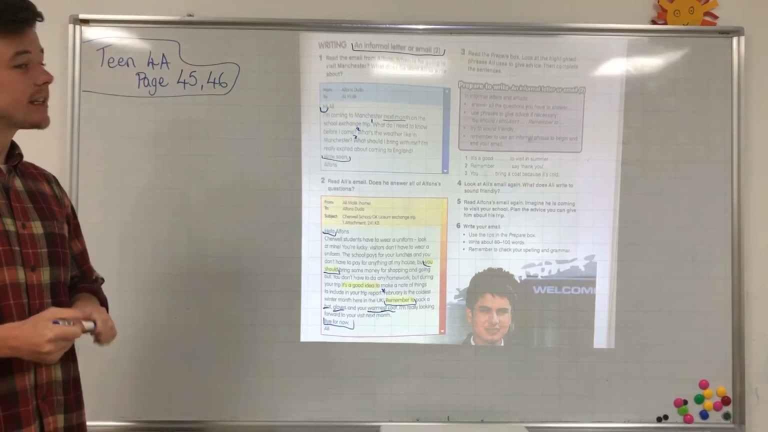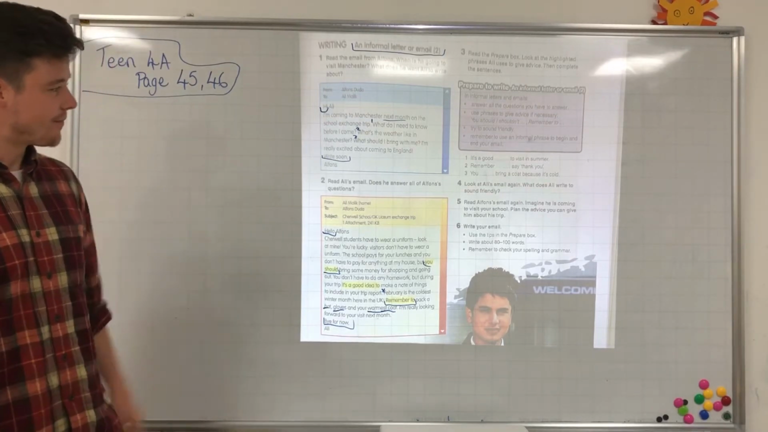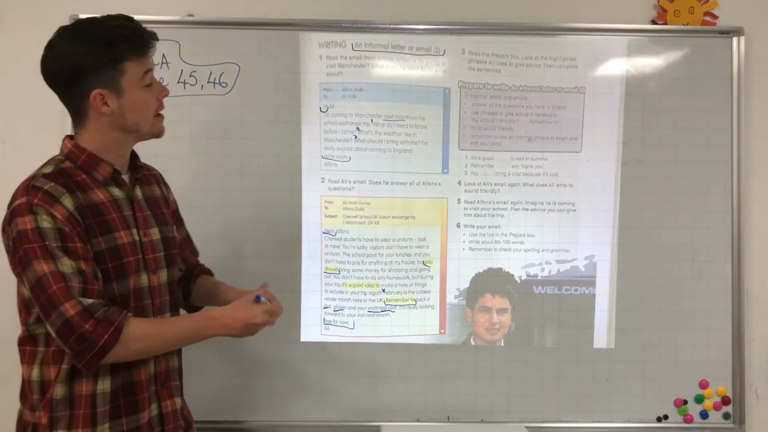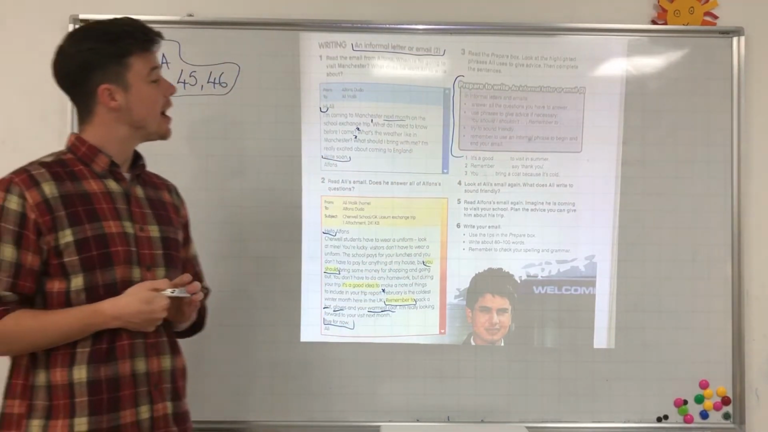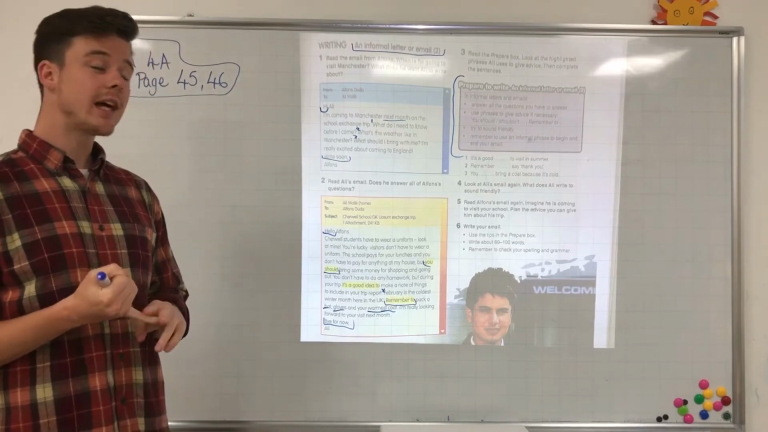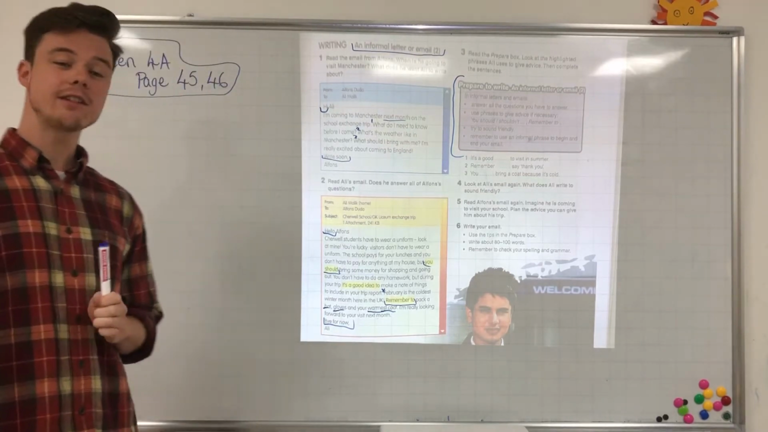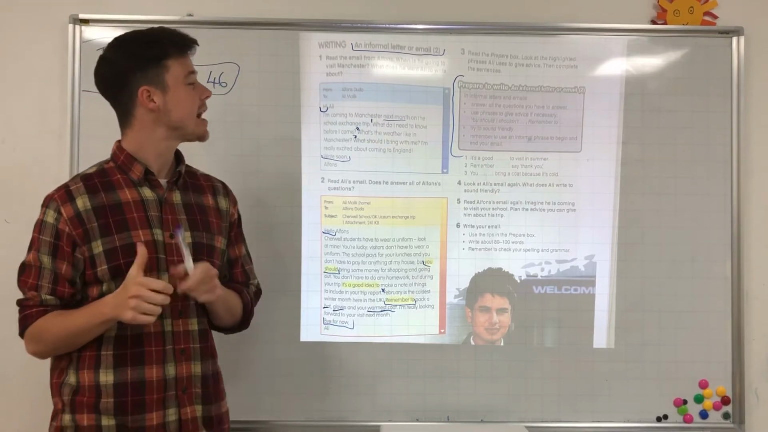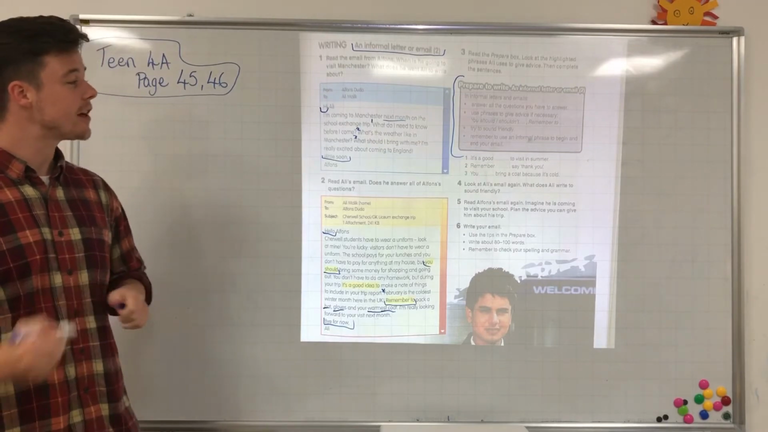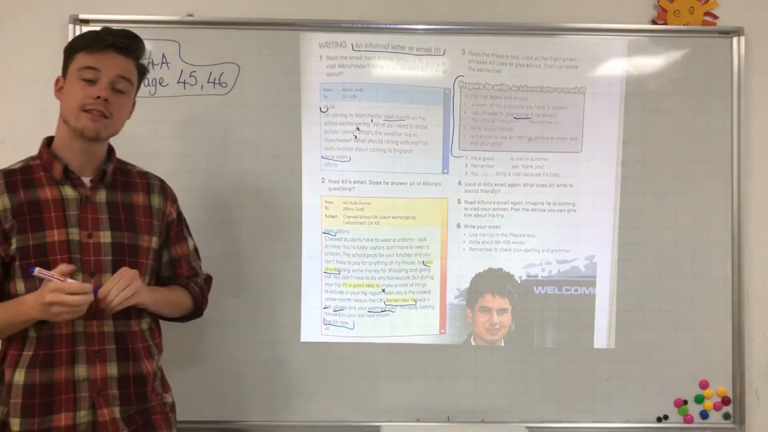Now, some things that we need to remember when writing our email is just here, I want you to look at this box, okay? Now, in our informal letter or informal email, answer all of the questions that are asked, okay? That is very important. The next part, it says use phrases to give advice if necessary.